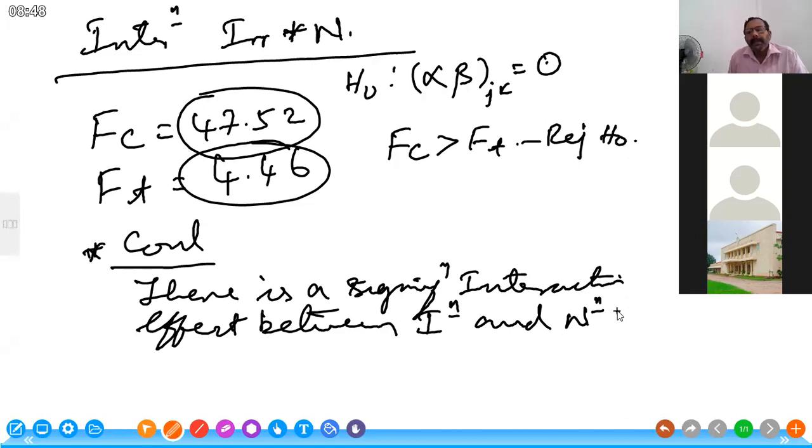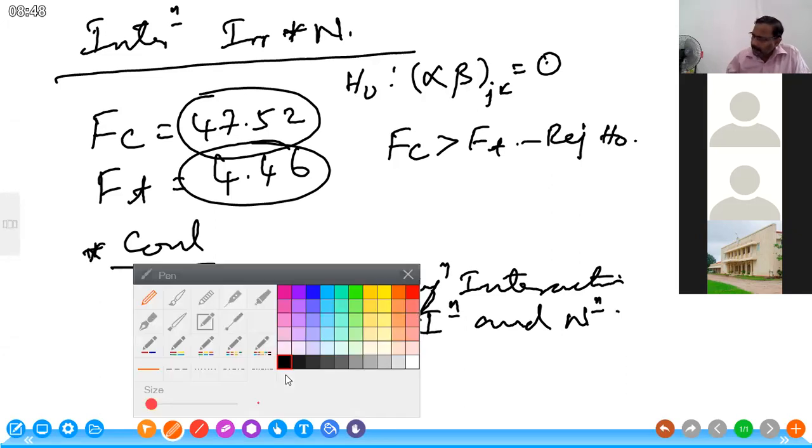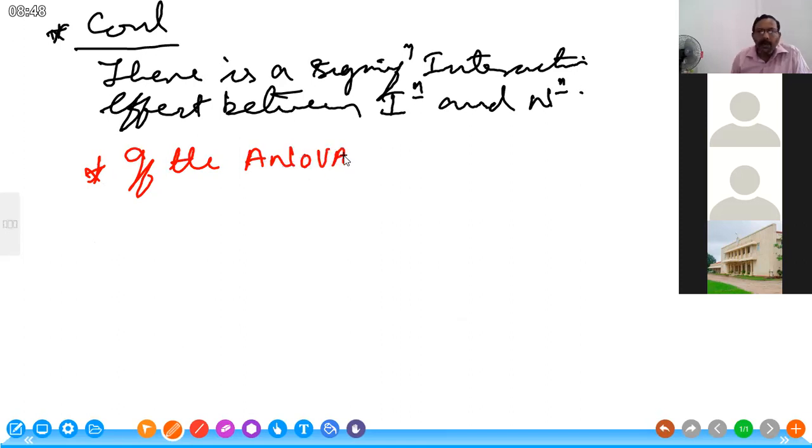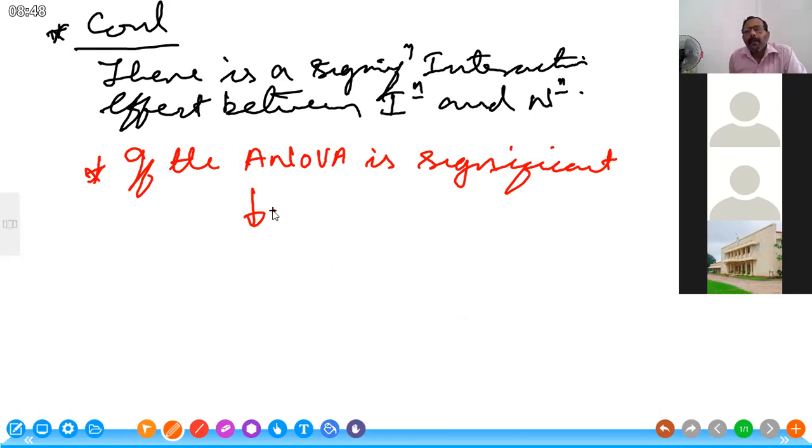As I pointed out, if you find significance in all these ANOVA tables, what is the next step that we need to follow? I mentioned this. If the ANOVA is significant, depending on what component we are testing, what is next? We need to go for mean separation.